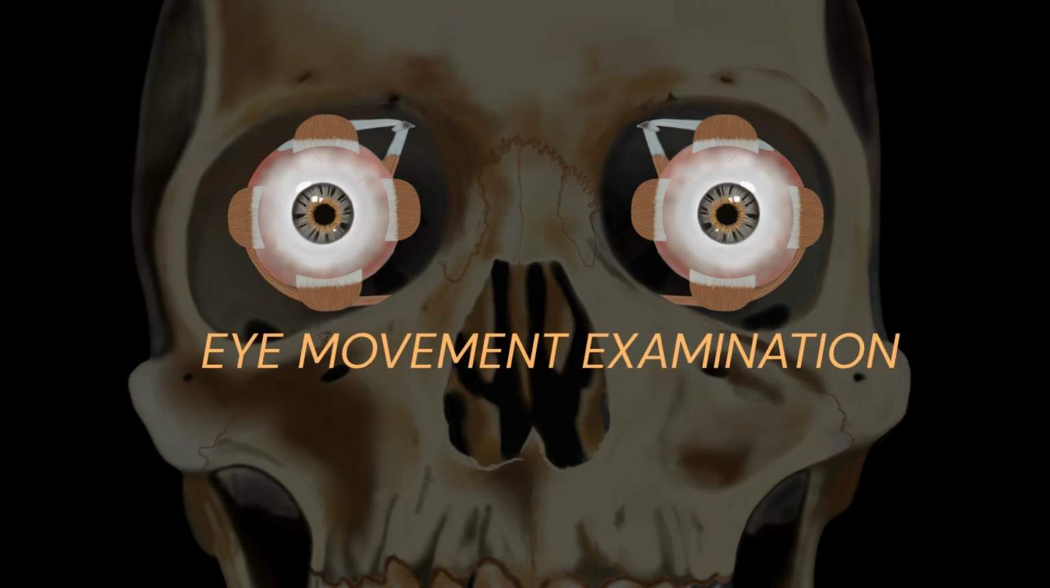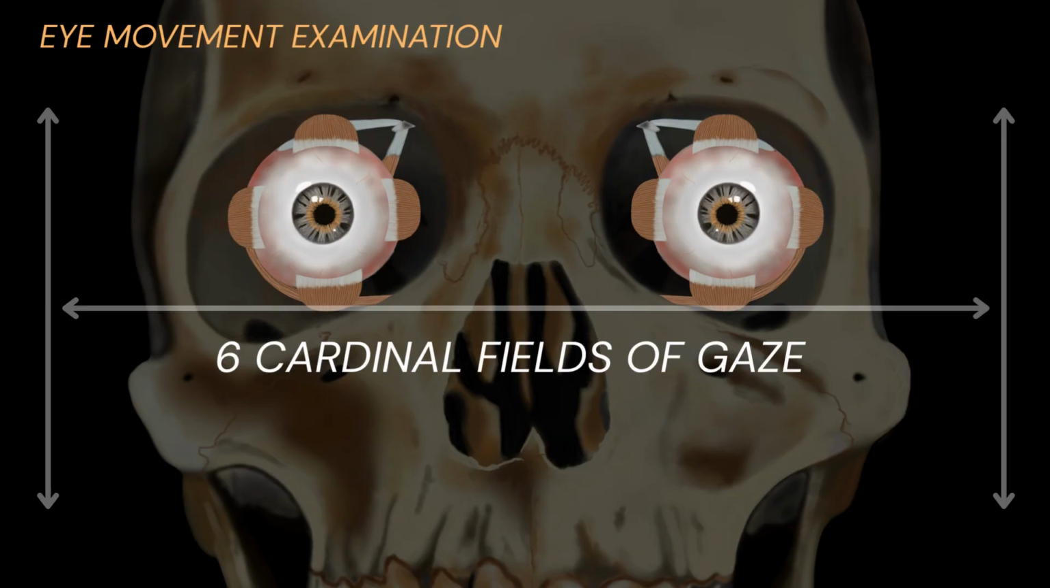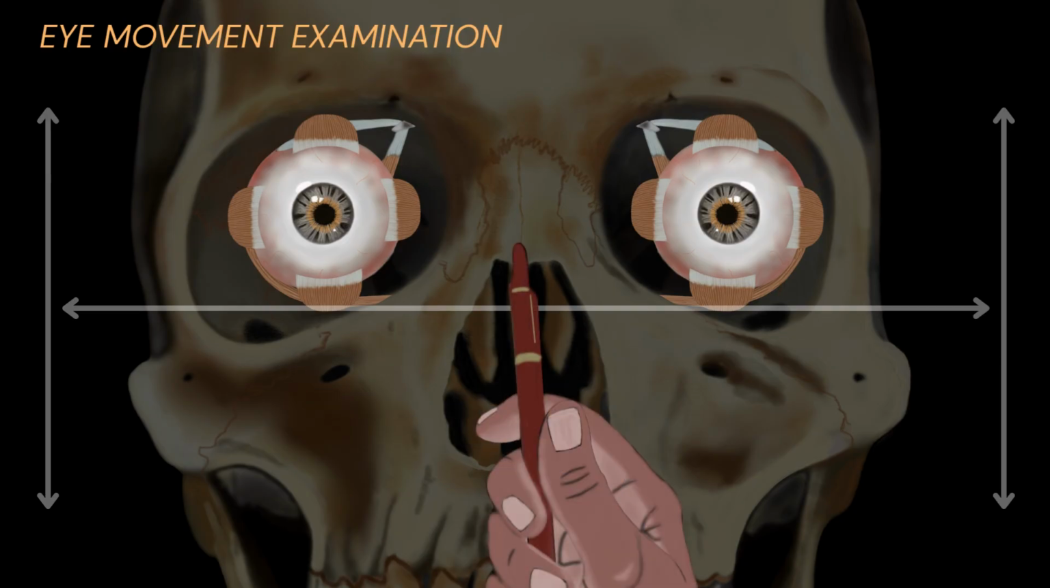The eye movement examination. To assess the extraocular muscles, we perform a structured eye movement examination using an H pattern. This pattern represents the 6 cardinal fields of gaze and assesses the 3 cranial nerves 3, 4, and 6 that innervate the extraocular muscles. The patient is asked to keep their head still and follow a moving target using only their eyes. This target is placed about 12 to 14 inches from the face.